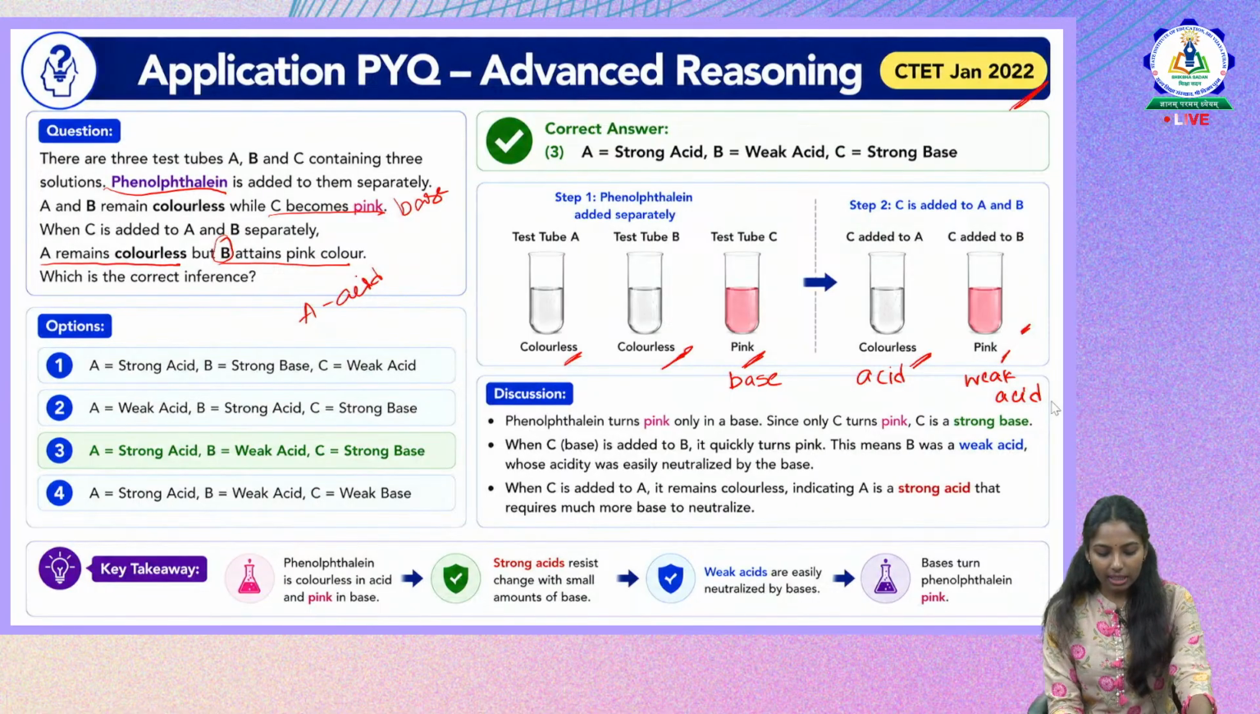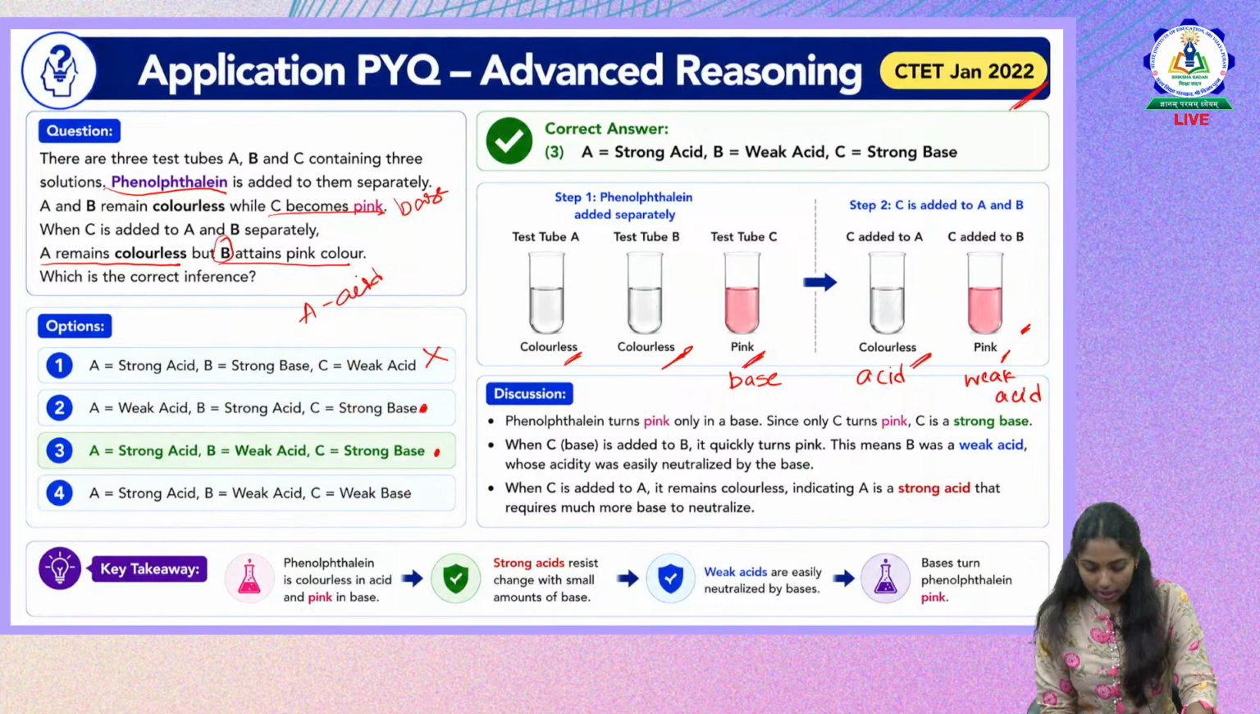So now we will see the options one by one. A is a strong acid, B is a strong base, C is a weak acid. No, we can eliminate this one. We have first finalized C as a base, right? We will check where the options have C as a strong base. So we can eliminate option number 1. In option number 2, C is a strong base, so you can consider this option. In option 3 also we have C as a strong base, so we can consider this one. But in option 4 we have a weak base.